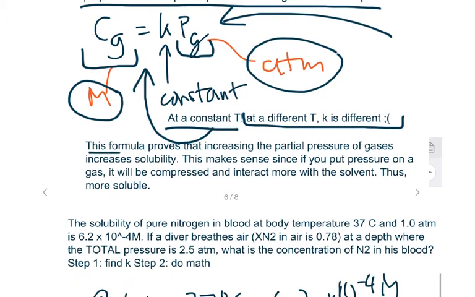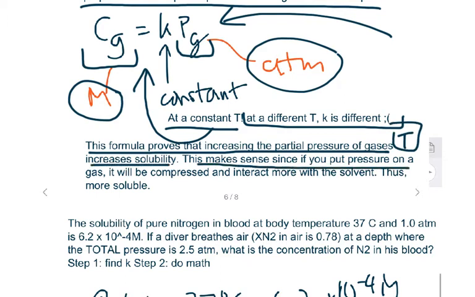Now, this formula proves that increasing the partial pressure of gases at a constant T, of course, will increase the solubility. This makes sense, since if you put pressure on a gas, it will be compressed and thus interact more with the solvent. If you're more compressed, you are more likely to bump into the solvent more often, and this actually increases the solubility of the gas.